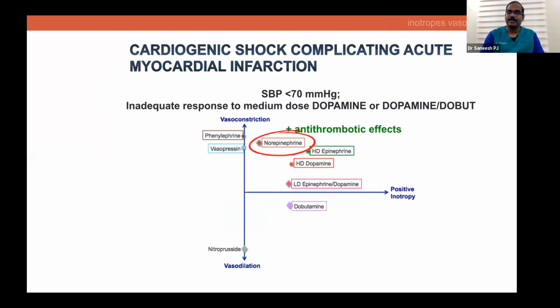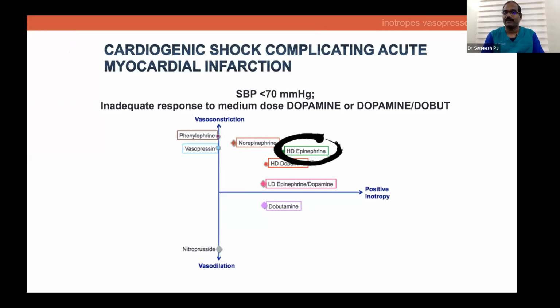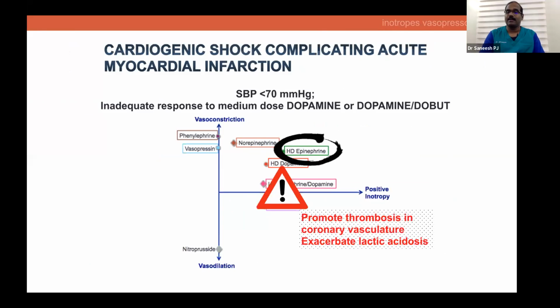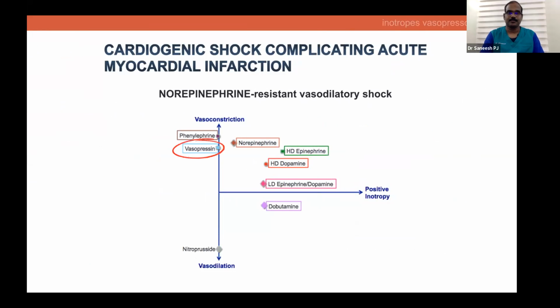And some people studied using high dose of epinephrine in this scenario where cardiogenic shock, after dopamine or dobutamine, blood pressure is still not improving. High dose epinephrine was shown to have some negative effects, like it is shown to promote thrombosis in the coronary vasculature, and it has also been shown to exacerbate the lactic acidosis because of the extensive distal vasoconstriction.